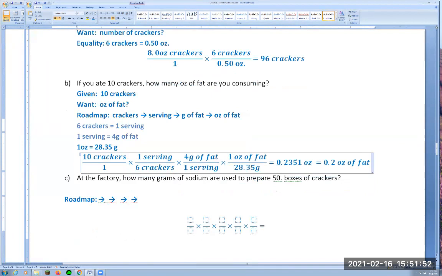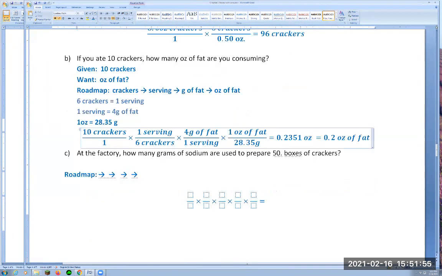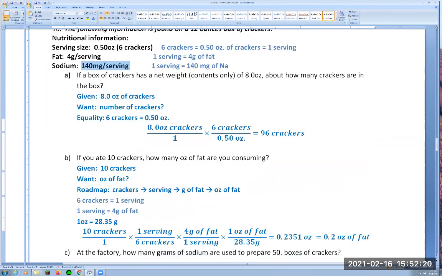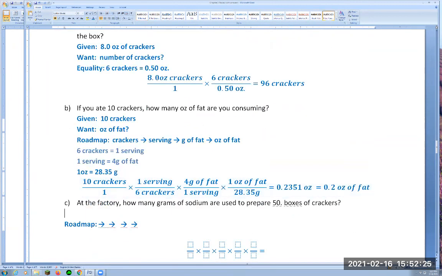So let's move on to question C. At the factory, how many grams of sodium are used to prepare 50 boxes of crackers? And 50 here, it specifies it's exact to the ones because there is the dot. So it's 50 with 2 significant figures. So how many grams of sodium? And here we have milligrams of sodium. So we know we will be using this. So let's copy that. We will be using the fact that we have 140 milligrams of sodium per serving.